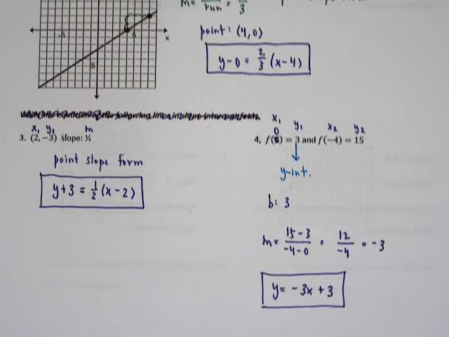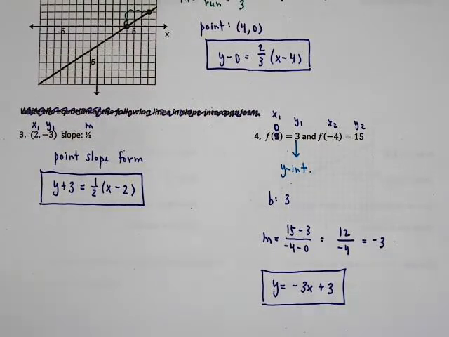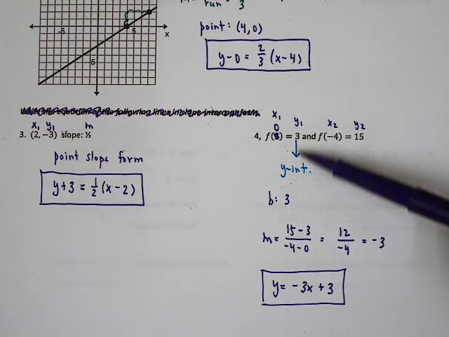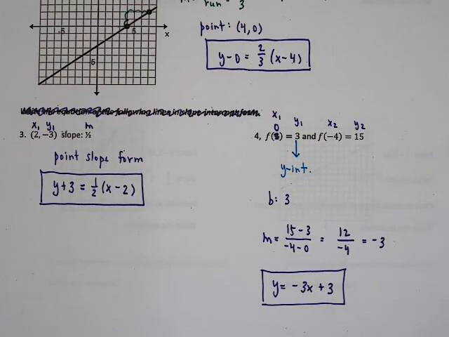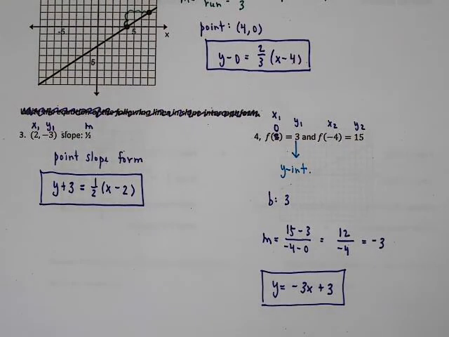Now, I could have also written that in point-slope form, but because I recognized that the y-intercept was 3, I went right to slope-intercept form. All right, so in the practice, you'll be doing a similar type of thing. You'll be looking at the information you're given and then trying to make the best decision on which form of the equation of a line to use.